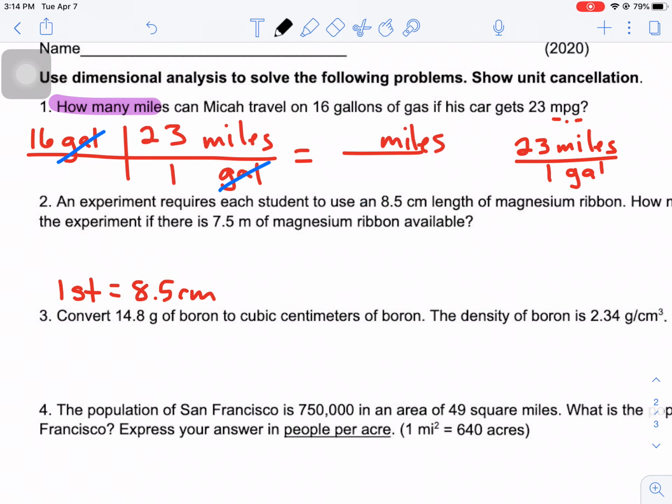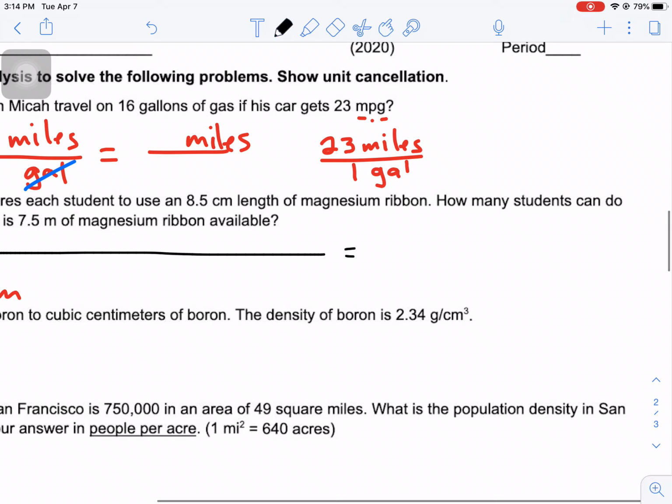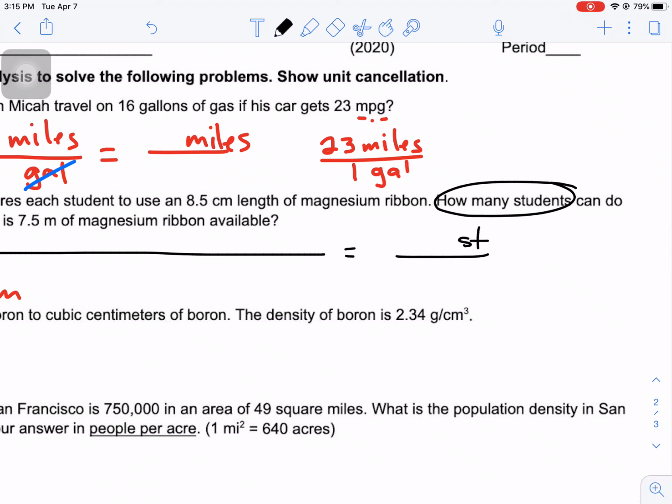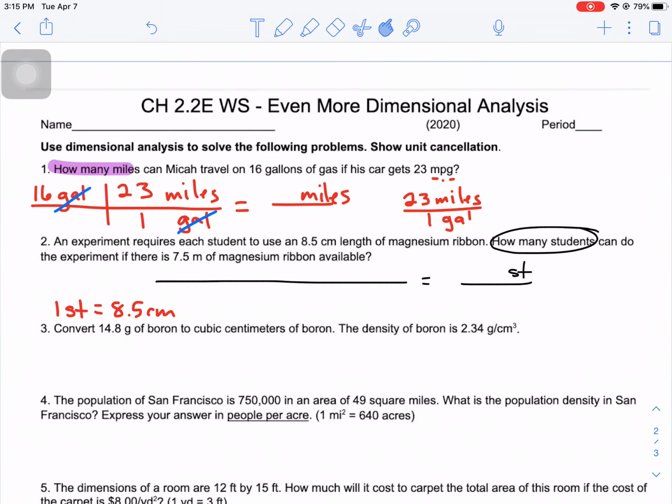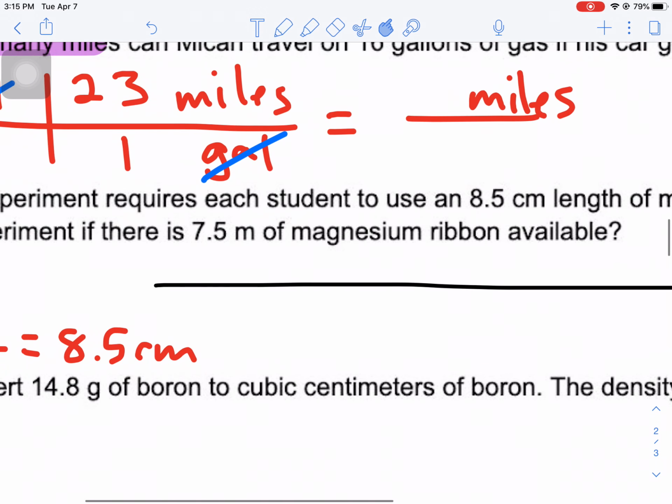Now, I'm going to start off with my monorail, okay? And we want to know how many students. And I know you can't really see it, but there it is. How many students can do the experiment? So I'm going to put ST for students. Now we've got some other numbers. We've got this 8.5 centimeters of length, and we've got this 7.5 meters of magnesium ribbon. Well, the 7.5 meters is going to be our given. So 7.5 meters of magnesium ribbon is what we have.